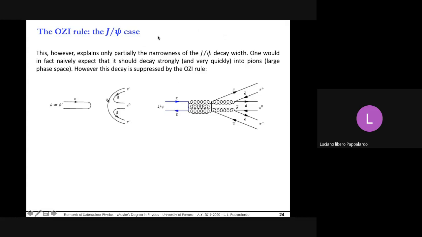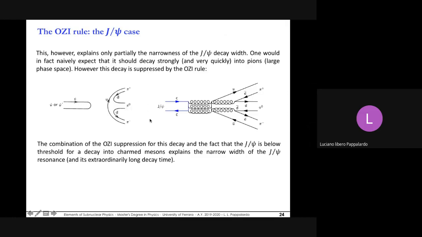One would in fact expect that it should decay strongly and very quickly into pions, because if you sum up the mass of the pions, you end up with a very large phase space. It is just a few hundred MeV compared to 3 GeV. However, this decay is suppressed by the OZI rule. As you can see, the diagram is disconnected, for the same reason as it was for the phi decay. So you need again the exchange of 3 gluons in order to connect properly this diagram and to create the final state mesons.